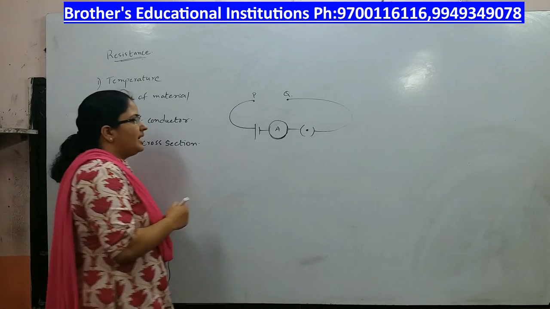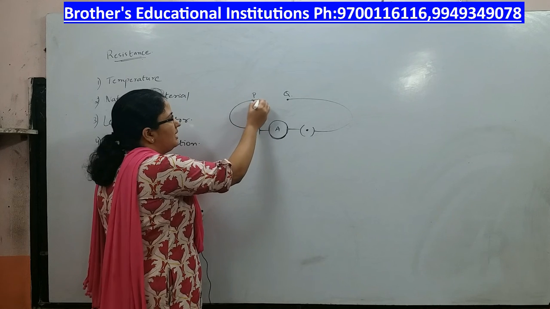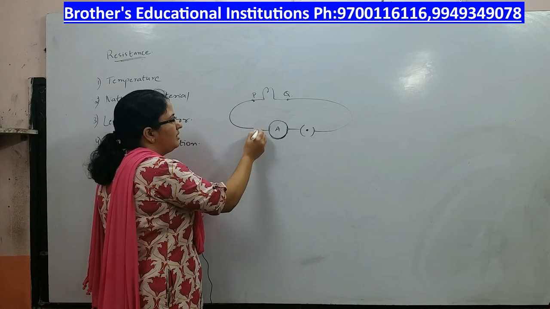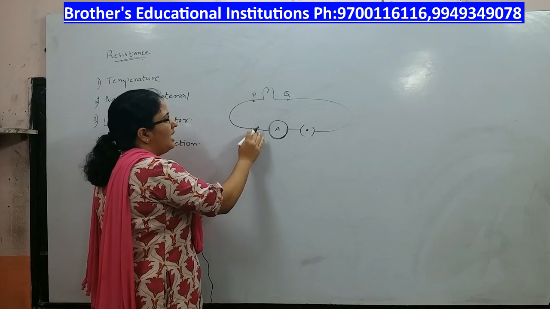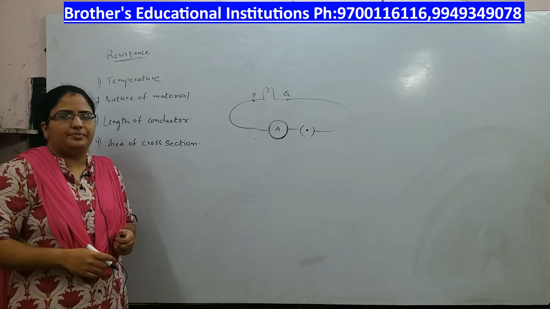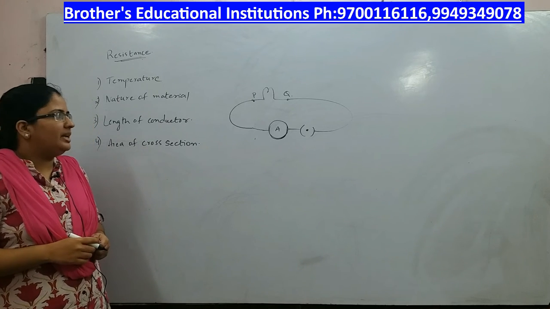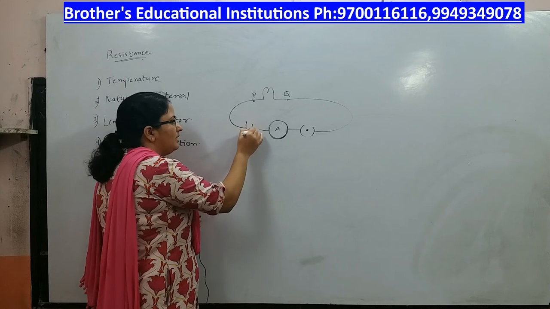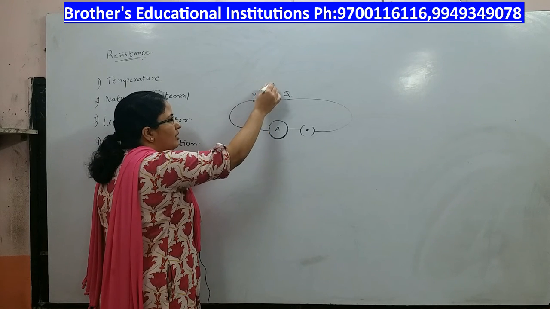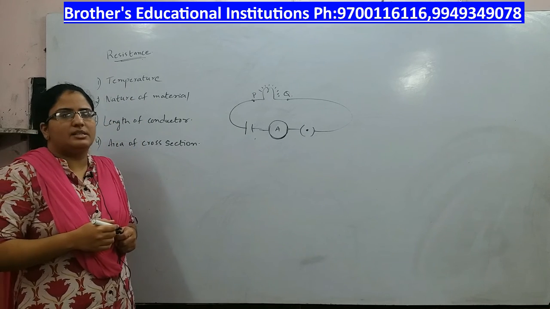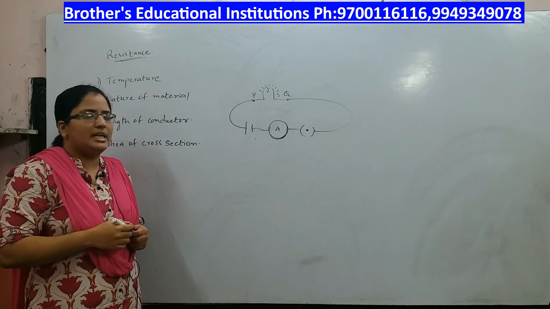Now let us take a circuit like this. Keep a bulb here and note down the resistance of this bulb without the battery. It will give you some reading. Now connect it to a battery. What happens? The bulb starts glowing. You will find that the resistance of the bulb increases.